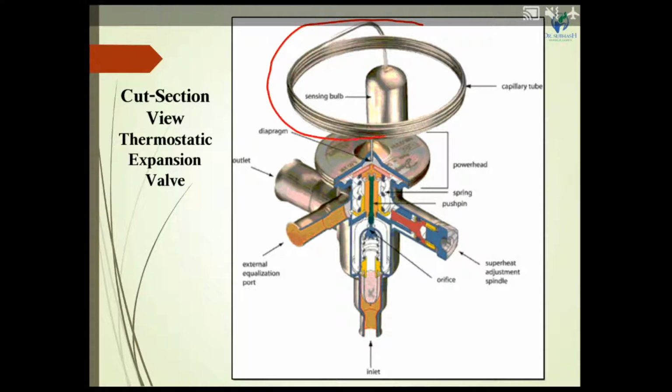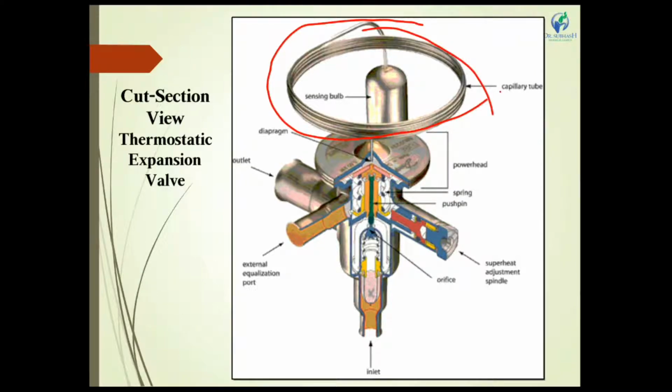Here this circular part is a diaphragm control. It senses the temperature of the evaporator outlet and creates a diaphragm pressure in the thermostatic expansion valve. Here an orifice is mounted, and the orifice is directly connected to a spring, and this spring is directly connected to the inlet of the thermostatic valve where the refrigerant enters.